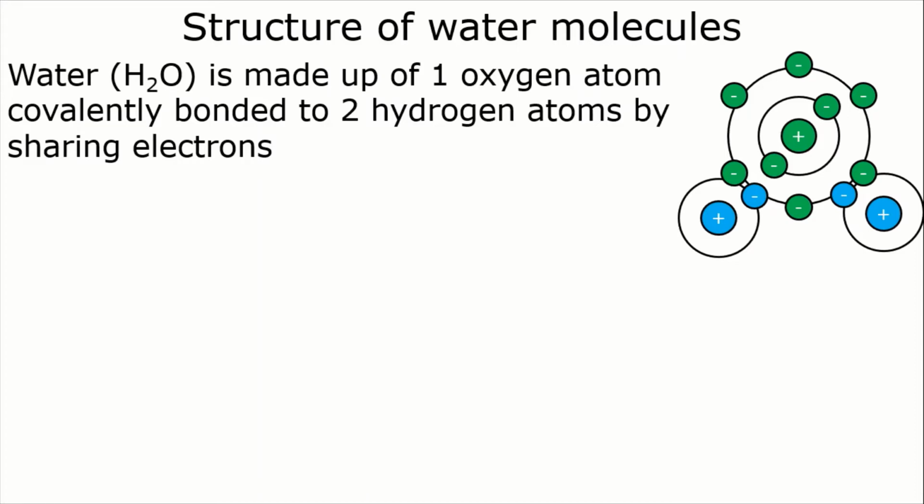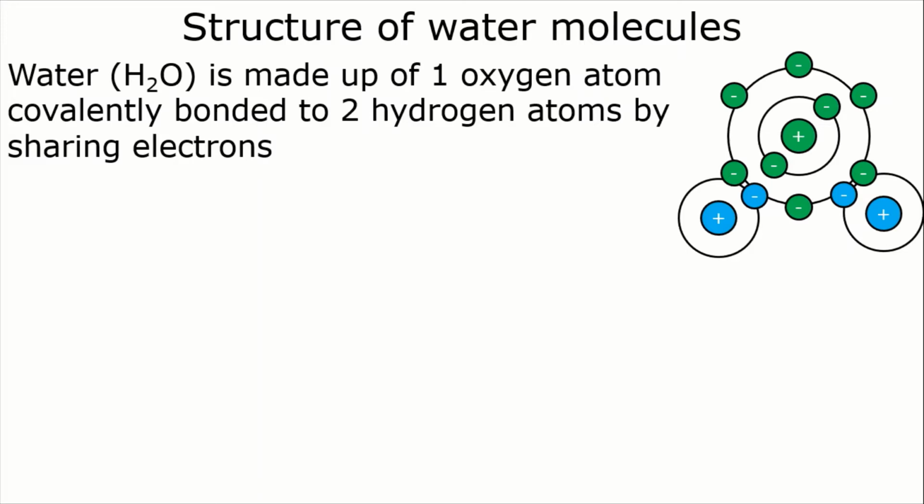So everything in green is a component of an oxygen atom, and everything in blue is a component of a hydrogen atom. Now, if we think about the basic structure of an atom, we know that in the centre of our atom, we've got our atomic core, essentially, and this is made up of protons, which are positively charged molecules, and neutrons, which have no overall charge. And surrounding this core, we've got electrons.